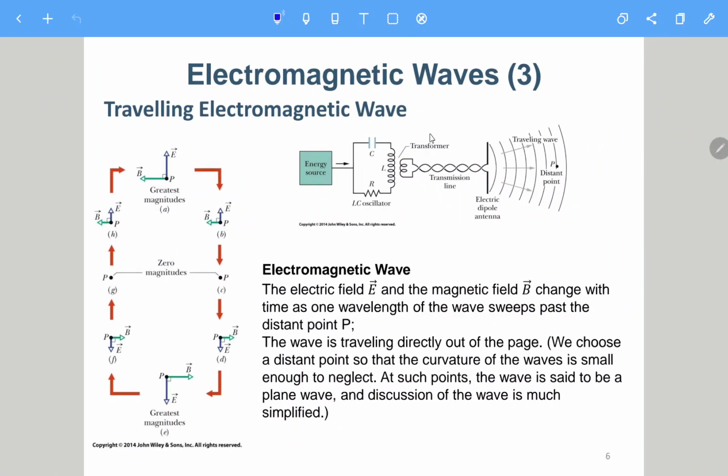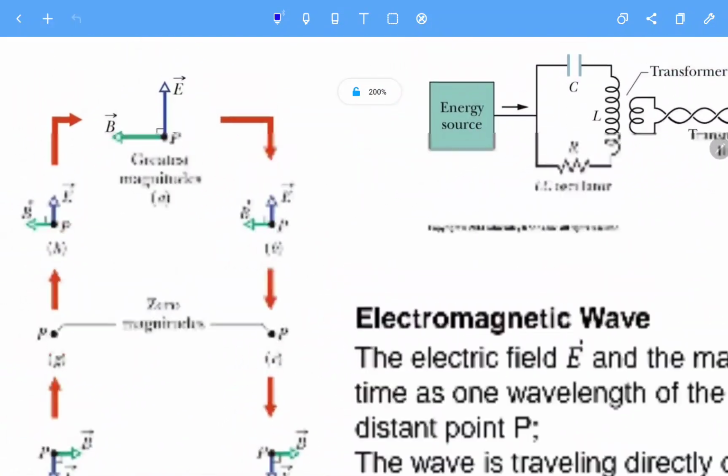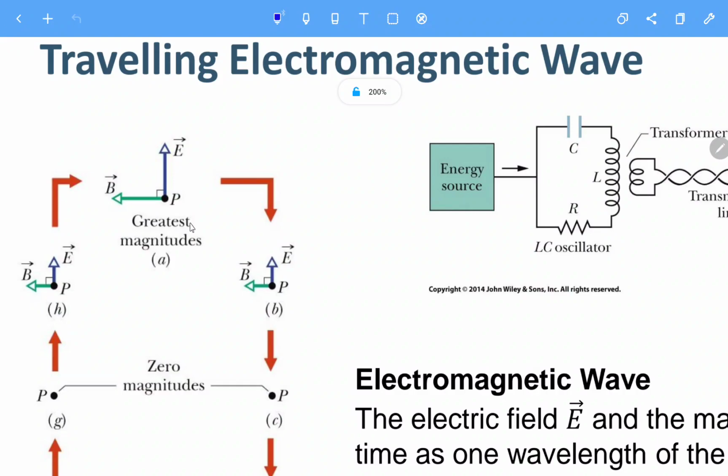Okay, so here it tries to tell you that if we observe the EM wave, it will be something like that, starting from here, part A. Suppose E cross B, and suppose the EM wave is propagating out of the page. You can imagine, this is the front. So suppose the EM wave is propagating in this direction.